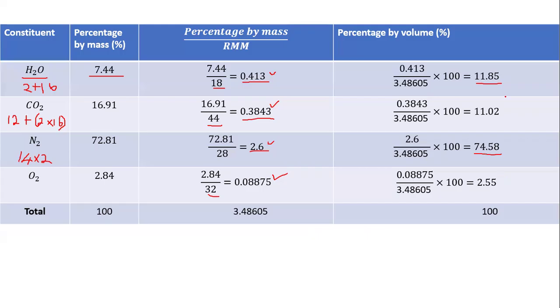Now, when you leave this table like that, practically you found your answer. But for the sake of being explicit, making sure that you interpret what you got in the table, what you are telling us is that by volume, the water vapor is 11.85%, the carbon dioxide is 11.02%, the nitrogen is 74.58%, the oxygen is 2.55%. On condition that in this combustion process, we are given excess 15% of air. Excess air of 15% was added, and this is the result.